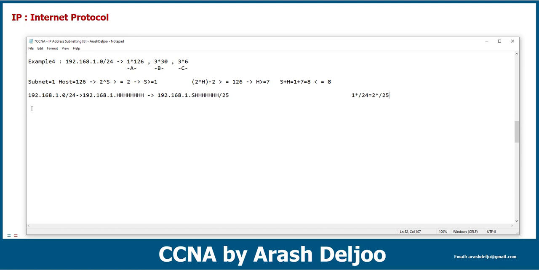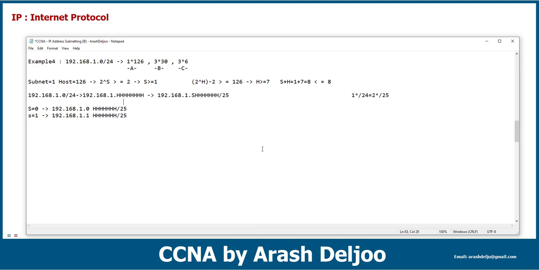Let me show you here, and let me use the S value as 0 and also the S value as 1. You know that we need to change the S value for creating 2 networks. The first network is 192.168.1.0, S is 0, and all of the rest are H bits, 7 H bits, /25, for example. After that, with S equal to 1, we have 192.168.1.1, again 7 H bits, /25.